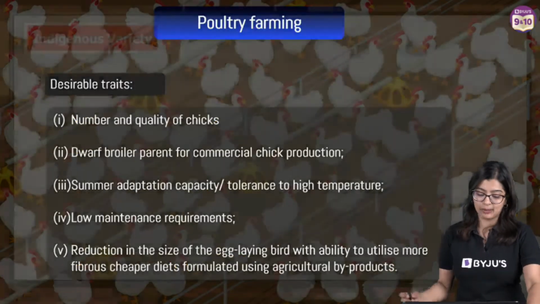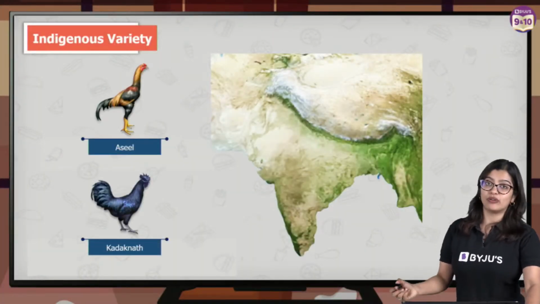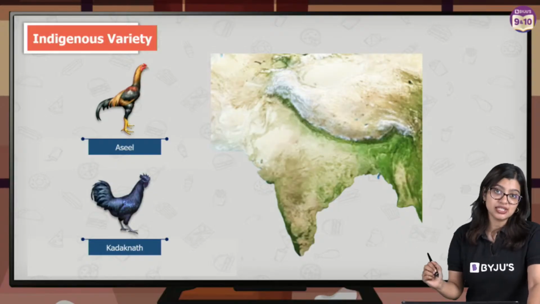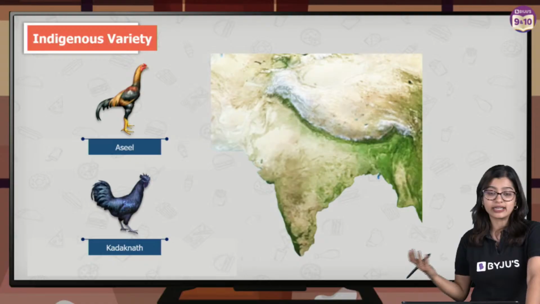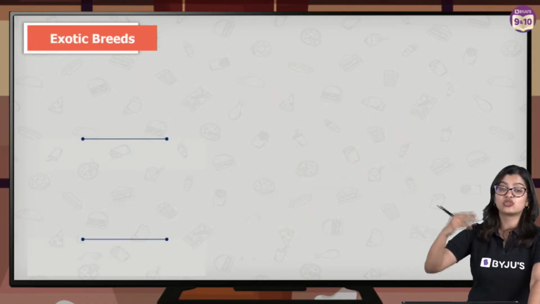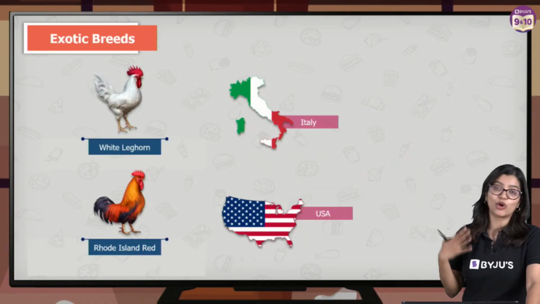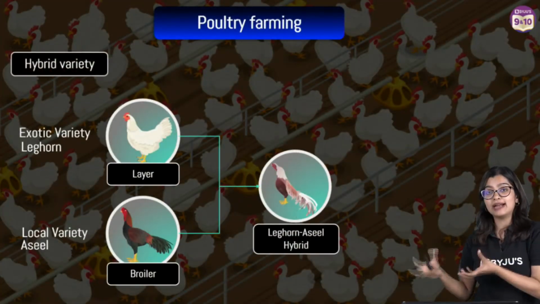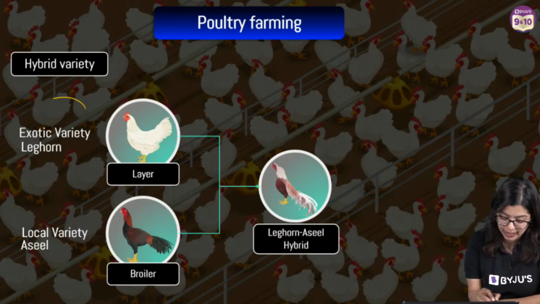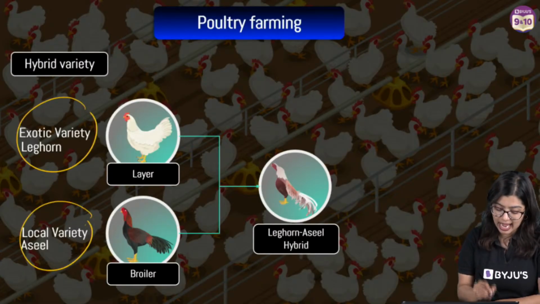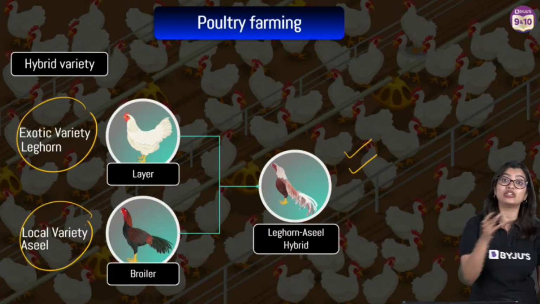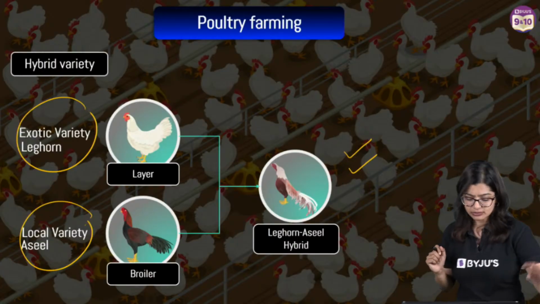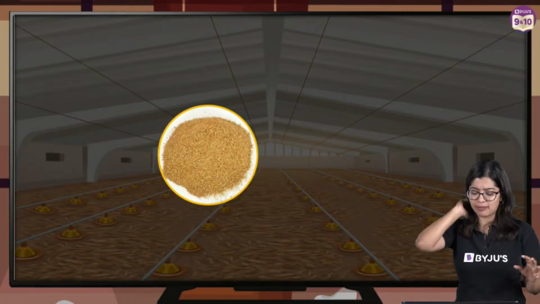So these are some desirable traits, which is why over a period of time, from the indigenous varieties that we have, that means they are locally found in our country, like Asil and Kadaknath, the exotic breeds like White Leghorn or Rhode Island Red were crossed, right? So hybrid varieties were crossed between an exotic variety and a local variety, such that we could get the desirable traits that we just discussed. Yes? So this is all about poultry farming.